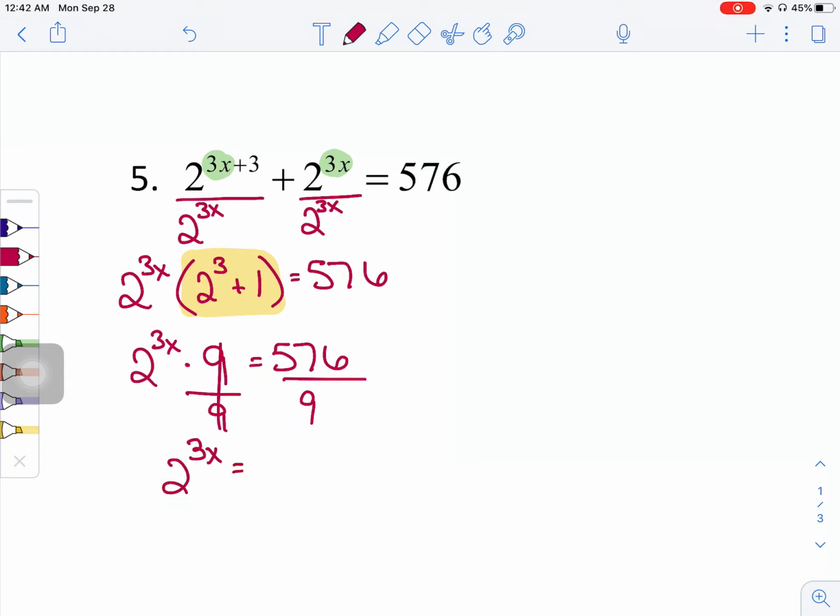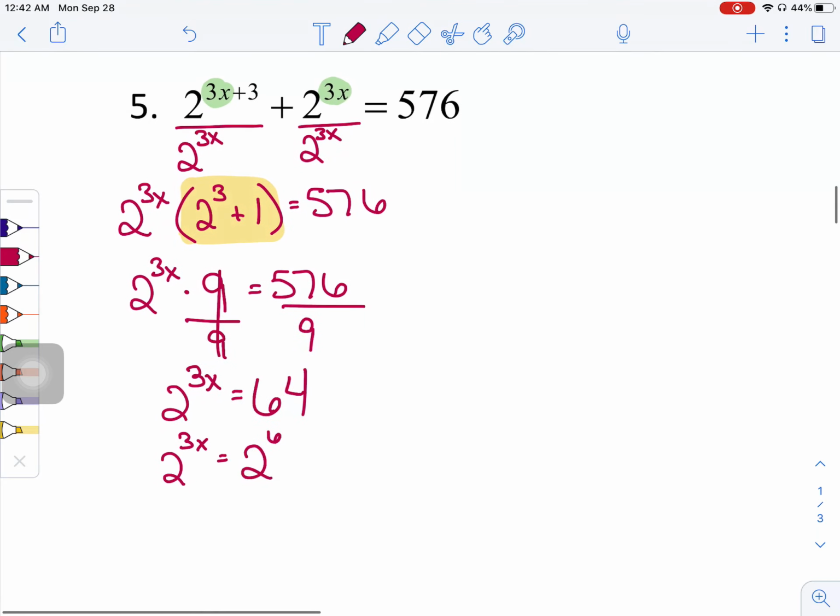So 2 to the 3x is equal to 64. Now I want to create like bases. So 2 to the 3x stays, and 64 is really 2 to the 6th. All right, take out the common bases now and just work with the exponents. So 3x is equal to 6, which makes x equal to 2.